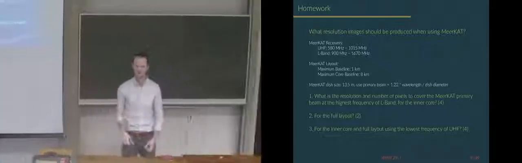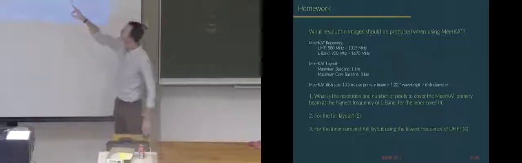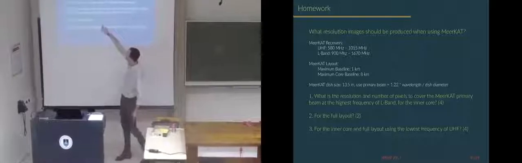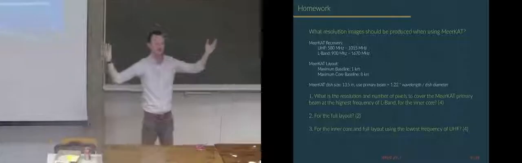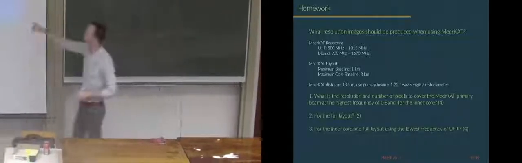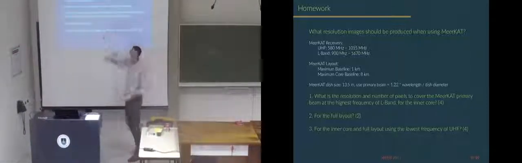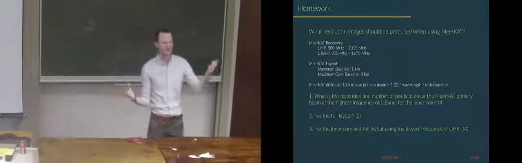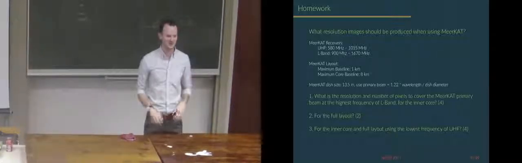Why are we giving you the dish size? The dish size is 13.5 meters, and your field of view is related to the dish size. The bigger your dish size, the smaller your field of view. You need to compute the field of view, because the number of pixels you'll make in your image relates to it. Then you have some image resolution. Putting those two together, you should get the number of pixels you need.